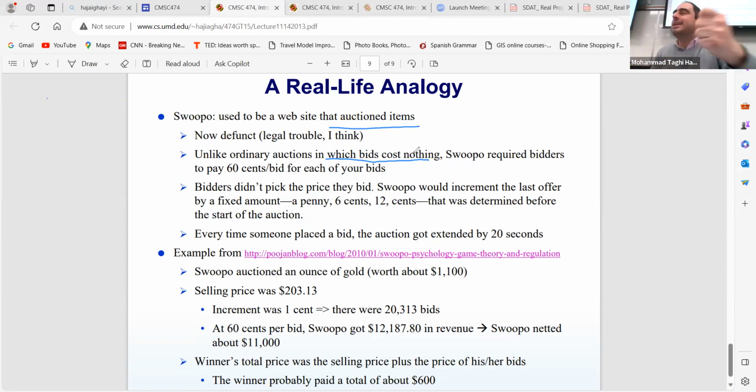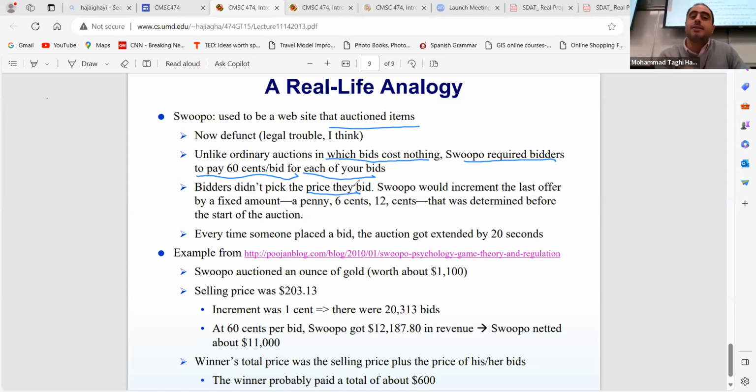Here, to put a bid, you need to pay something. Again, that's a reasonable thing. You want to put a bid, pay something. So Swoopo required bidders to pay 60 cents for each of your bids. Now what happened? Bidders didn't pick the price. Also, that was the other thing. If you want to put a bid, you need to pay 60 cents.